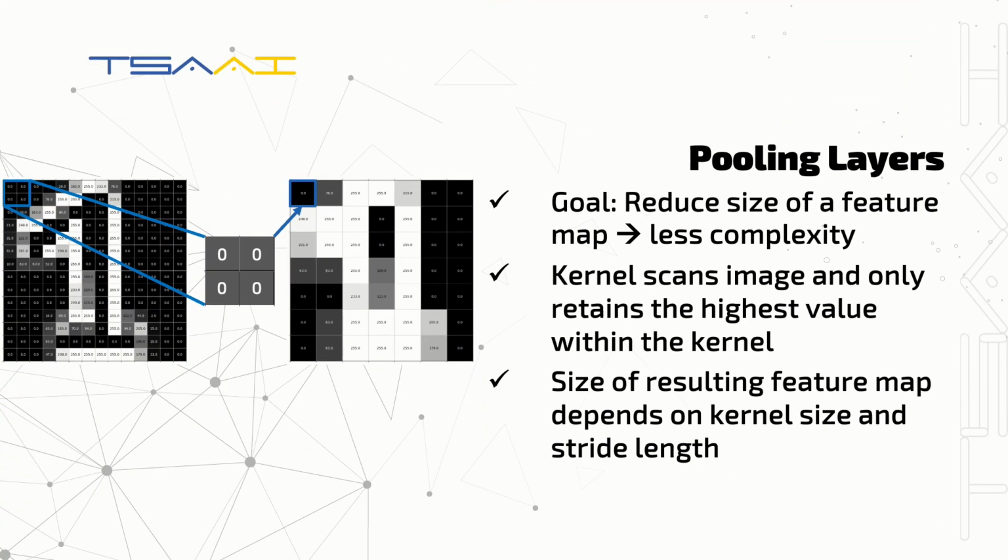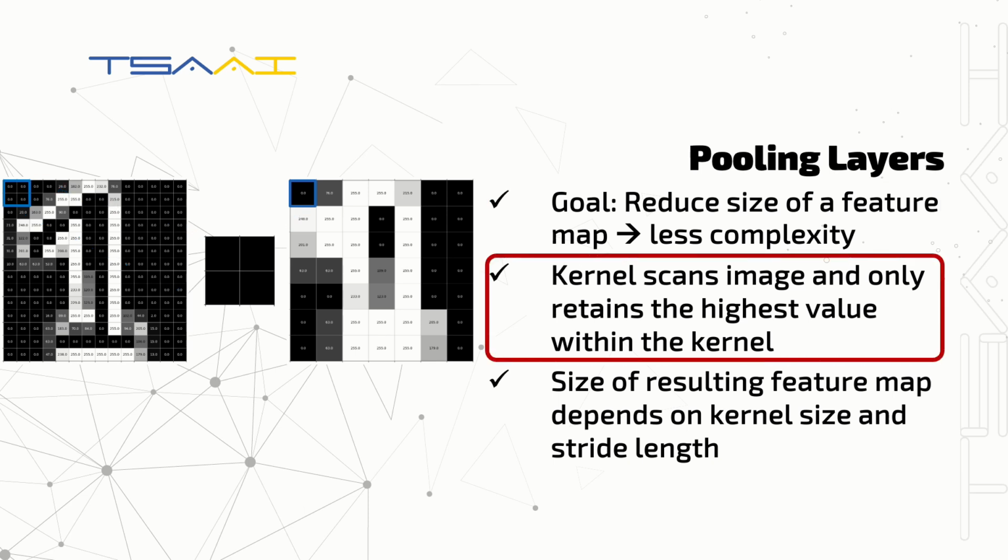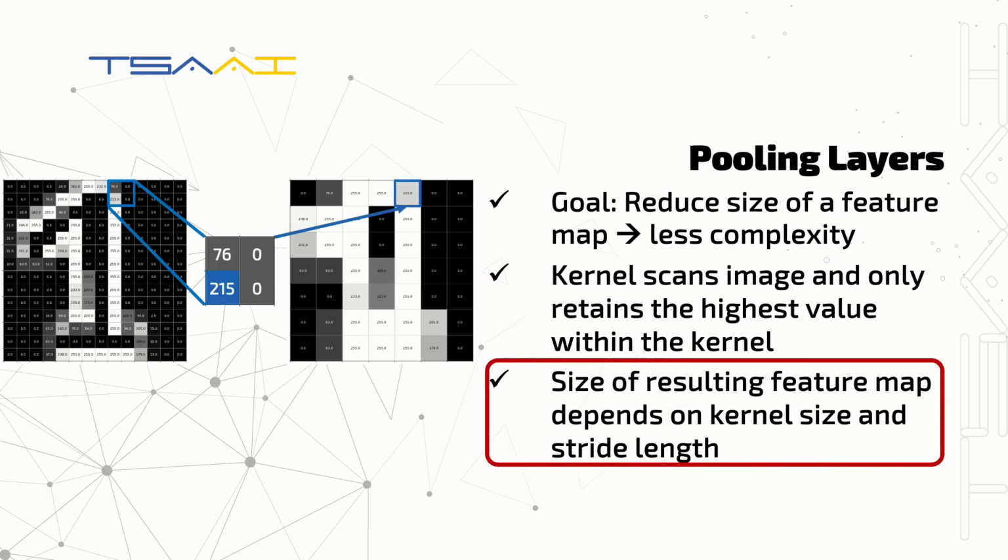So-called pooling layers reduce the spatial dimensions of the feature maps generated by the convolutional layer. By downsampling the feature maps, pooling layers reduce computational complexity and prevent overfitting. Common pooling operations include max pooling, which preserves the maximum value within a window. Again, the size of the pooled feature map depends on the kernel size and stride length.